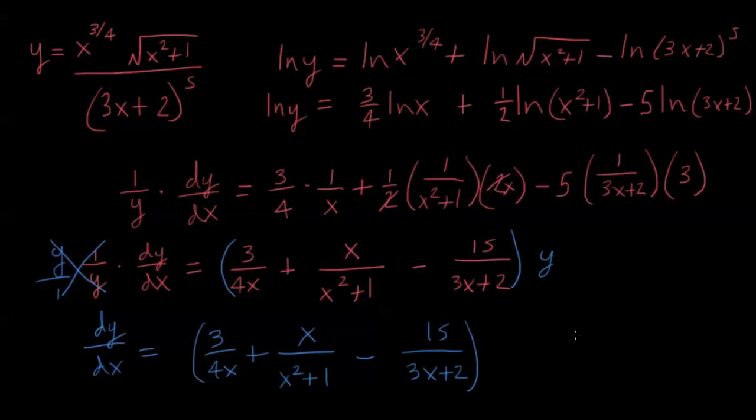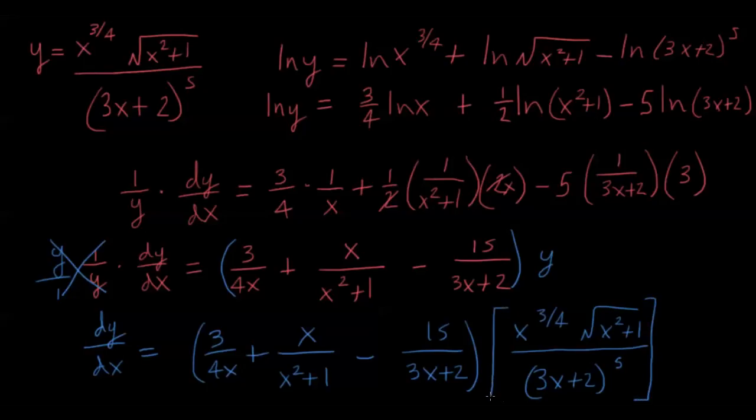And we know what y is from the original problem. It was x to the 3/4 power times the square root of x squared plus 1 over 3x plus 2 to the 5th power. So we've taken the derivative, we've multiplied it by y, so dy over dx of this equation is equal to this. And it's messy, but it is the final answer.